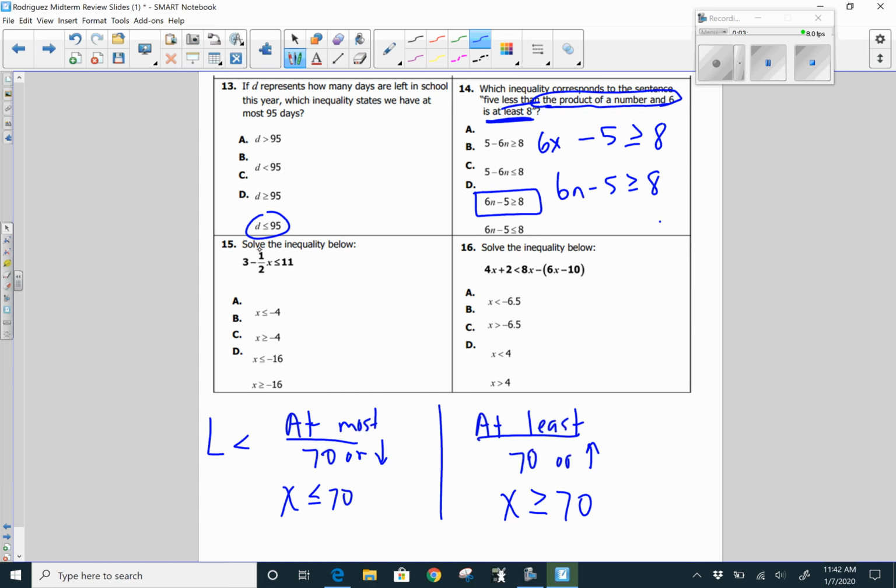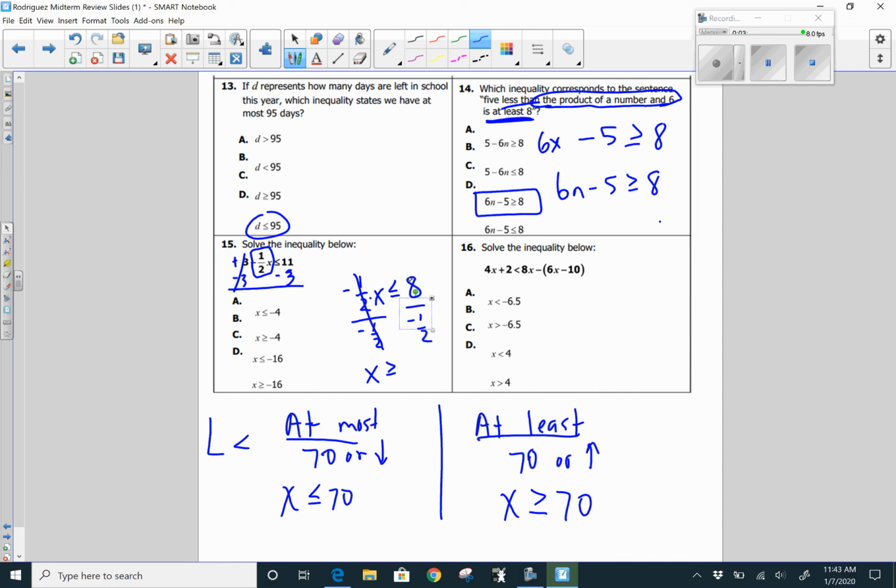This one right here, we have to try to get the weird thing by itself. The weird thing in this case happens to be the negative 1/2 x. Before we can get rid of that, let's get rid of this 3. This is a plus 3. The opposite of plus 3 is minus 3, so minus 3 on both sides. That cancels out, so we're left with negative 1/2 x is less than or equal to 11 minus 3, which is 8. Good. Now this is multiplication, and the opposite of multiplication is division. So we divide both sides by negative 1/2. As soon as you divide by a negative, the inequality has to flip. It's going to be x is greater than or equal to.